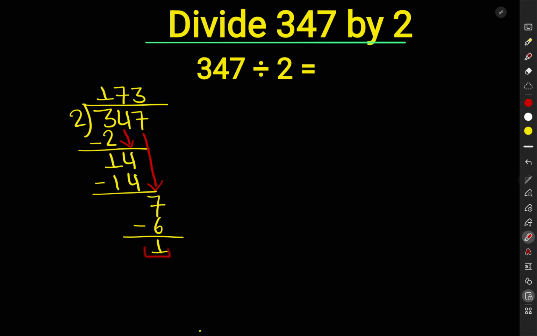So now this 1 is less than 2 and there is no other number beside. So we put here a decimal so that we take 0. So now it became 10 and 2 times 5 means 10. On subtracting we get 0.